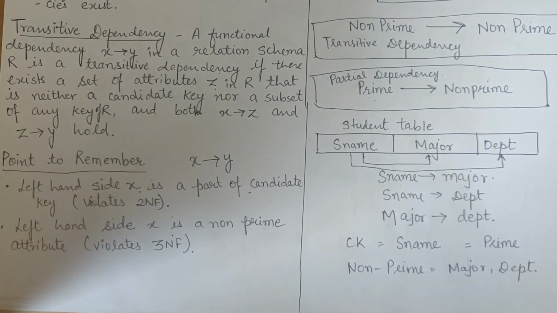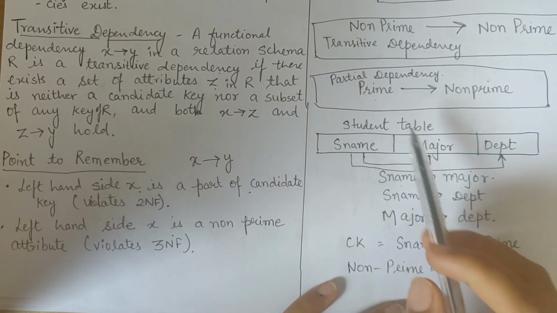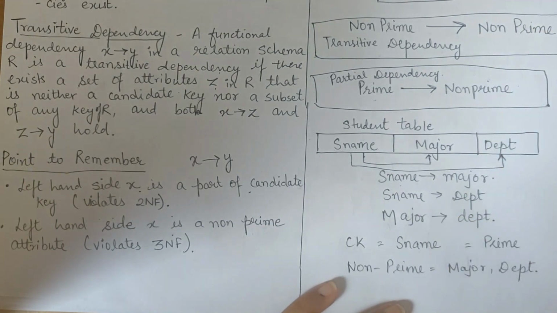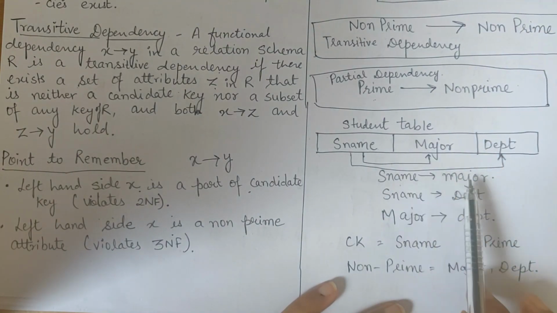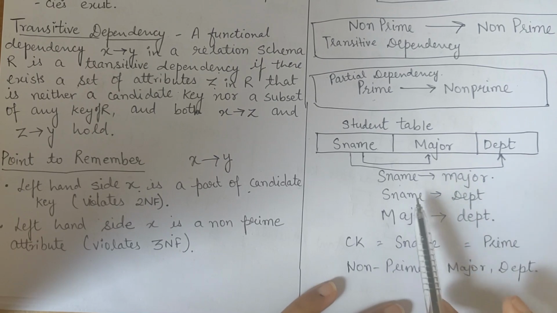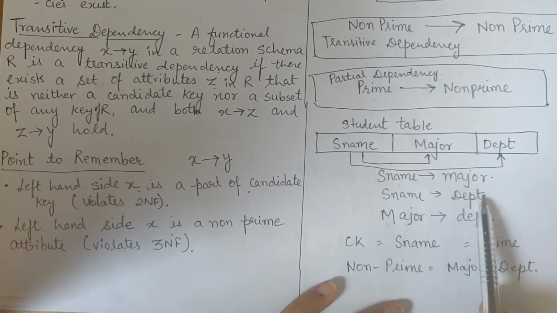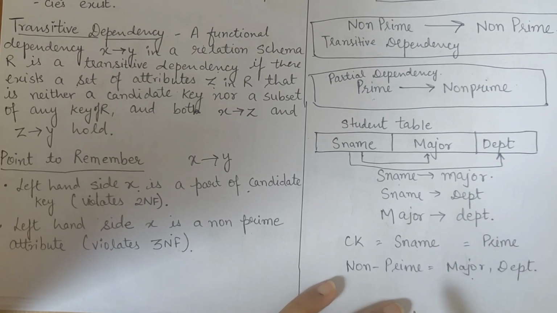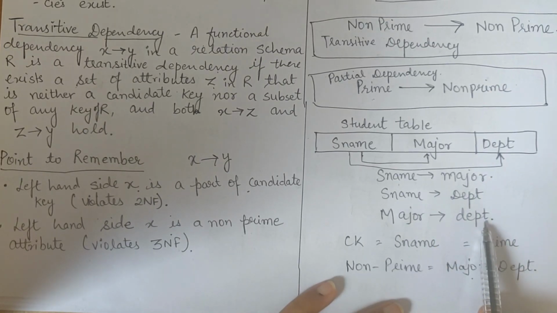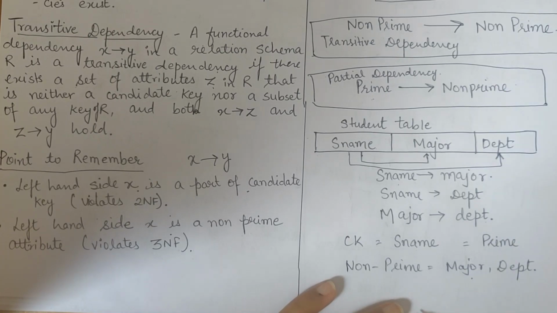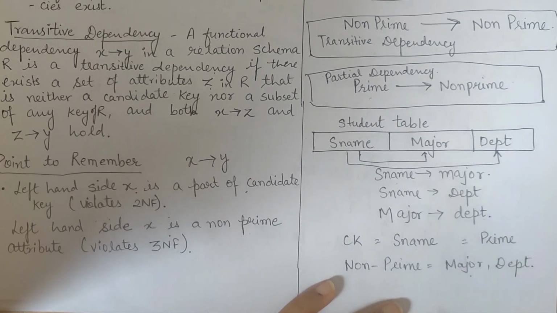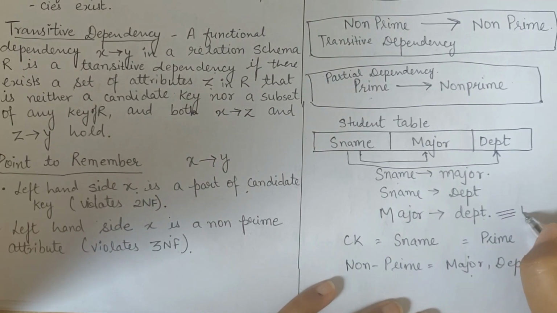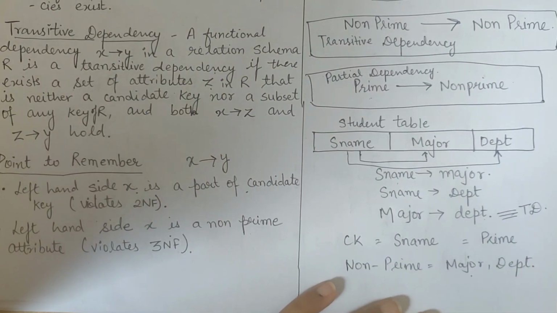Now I have to check whether this is in 3NF or not. What 3NF says: when a non-prime attribute determines a non-prime attribute. S name is a candidate key determining major, no problem. The candidate key determining another non-prime attribute, no problem. But major, which is a non-prime attribute, is determining department, which is again a non-prime attribute. So here is a problem. Because of this particular relation, it is a case of transitive dependency.